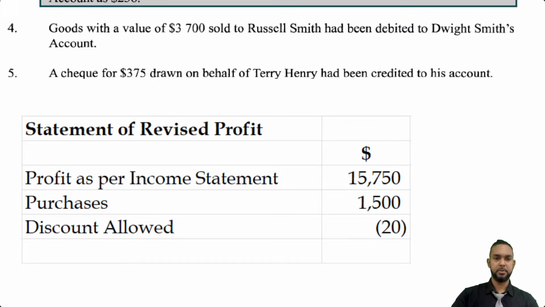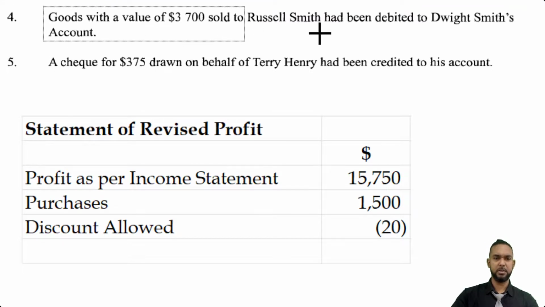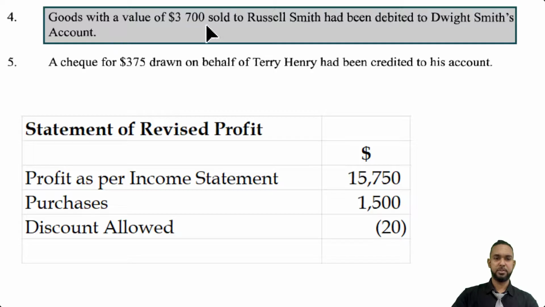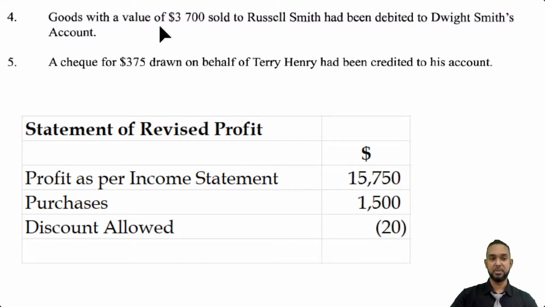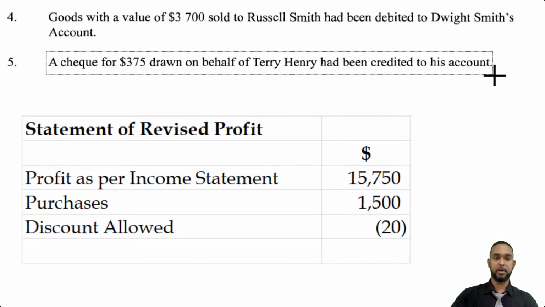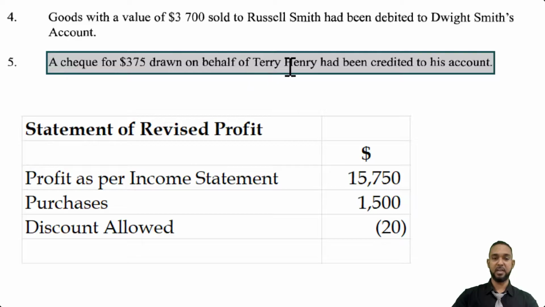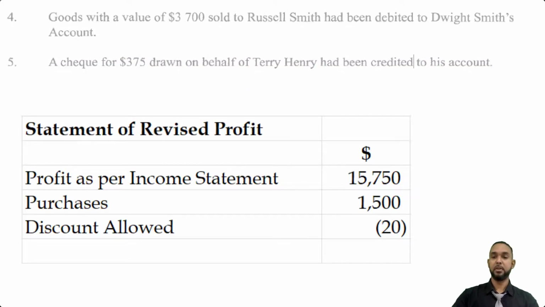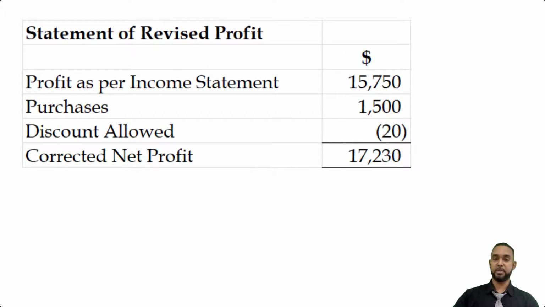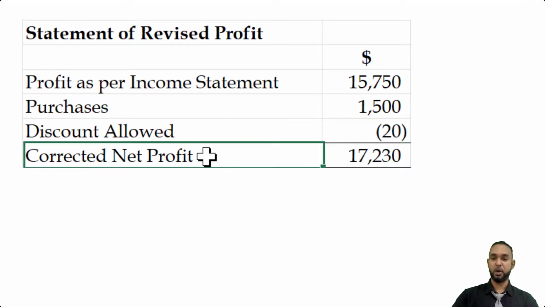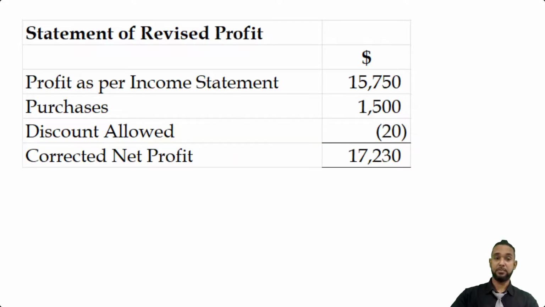And what were the other things? Let's see. I don't think there was anything else really. The goods with values $3,700 sold to Russell had been entered. Okay, so no, this wouldn't have affected profit. The sales account was not affected. It was just the person's account. And then the final one here, a check for $375 drawn on behalf of Terry Henry. No, so that's an error in the personal account. It wouldn't affect the net profit. So all we have to do now is do the arithmetic and arrive at the corrected net profit of $17,230. Okay, so that's it for A part 3.